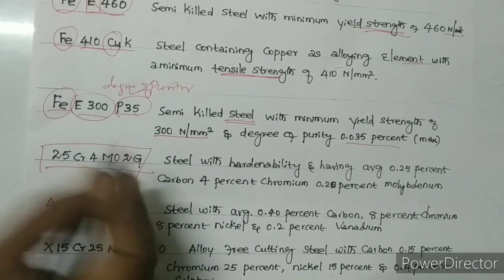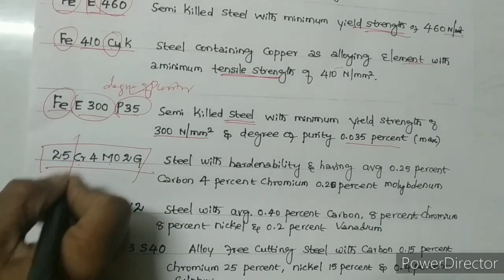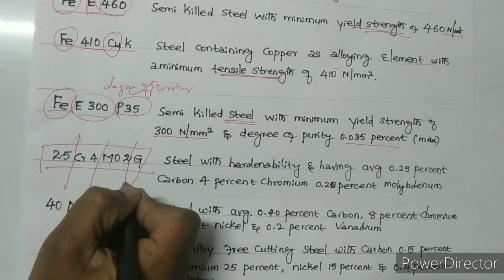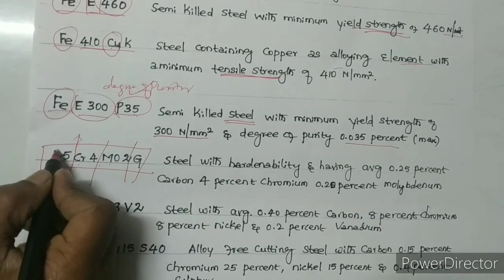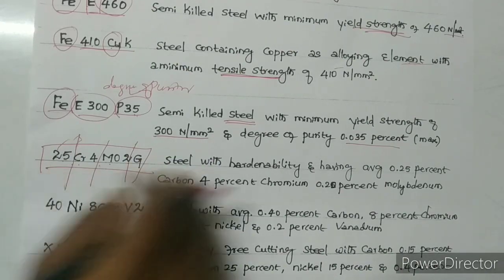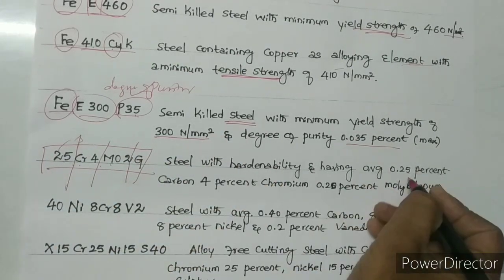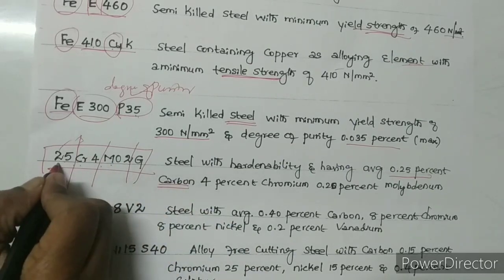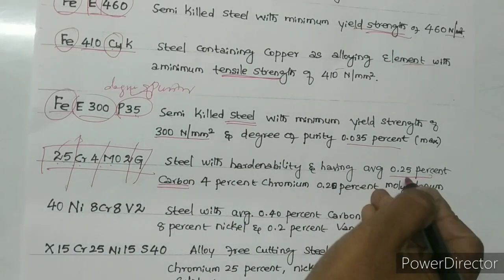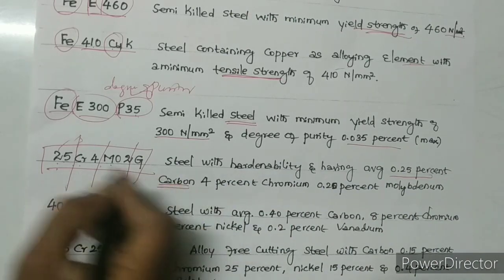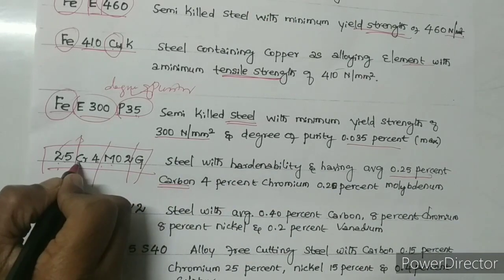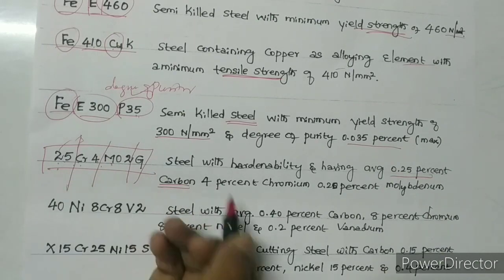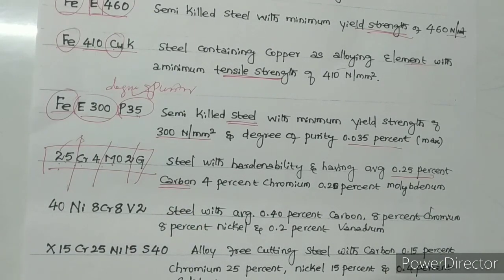Next, if you see this, 25 Cr4 Mo2, always you have to separate this: 25, then Cr4, then Mo2, like this you have to separate. So 25 always first indicates carbon, so it is steel with 0.25% of carbon. The first always indicates carbon. So 25 means you should write 0.25% of carbon, then 4% of chromium, then 2% of molybdenum. So that we can designate.